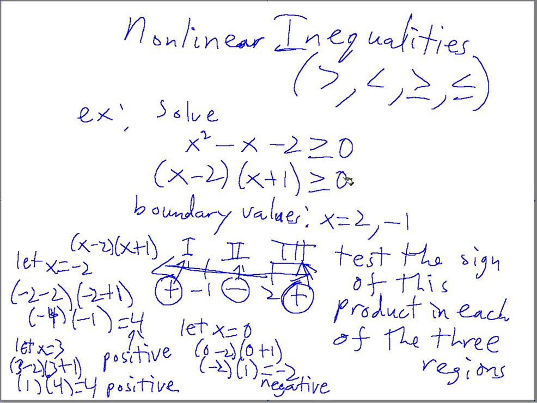Greater than or equal to 0. What numbers are bigger than or equal to 0? Are they the positive numbers or the negative numbers? Well, clearly the positive numbers are the numbers we want, because positive numbers are greater than or equal to what? 0. So the solutions are going to be right here.